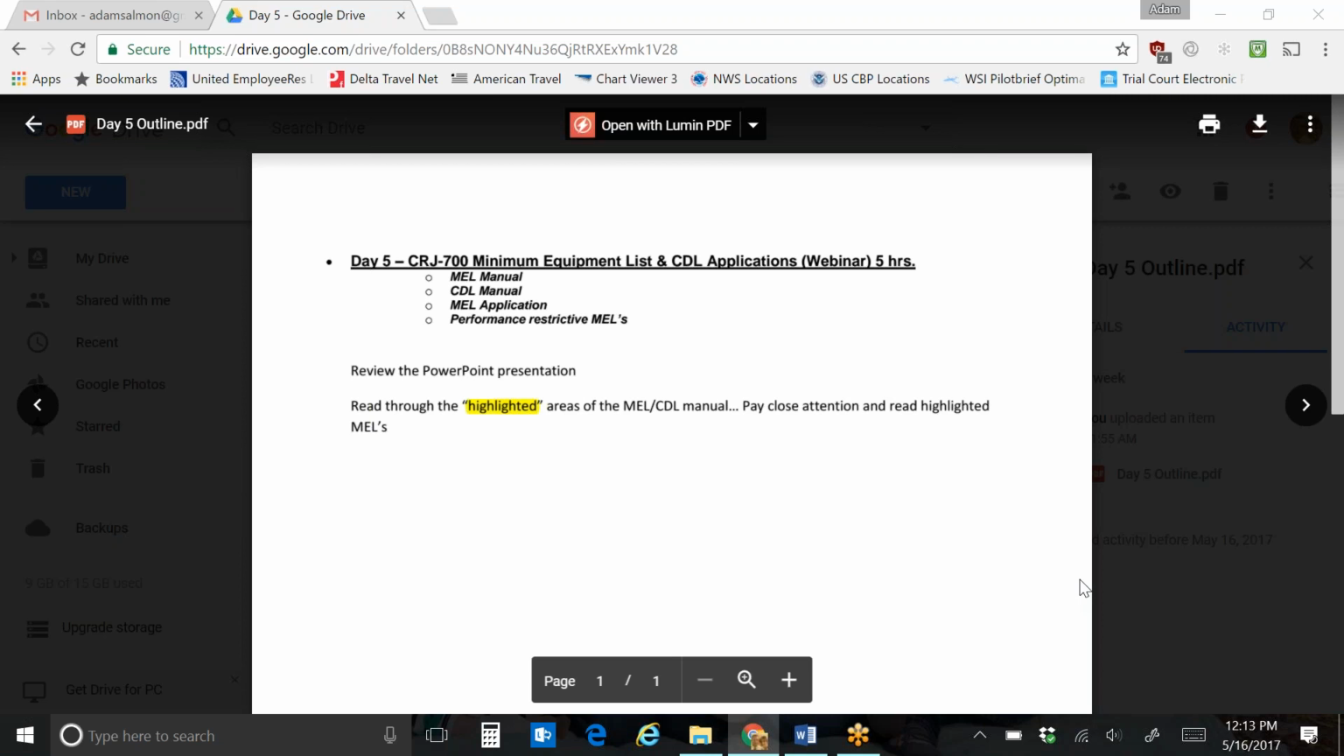Now, for the most part, you're going to find that there are hundreds and hundreds of MELs. In fact, there's probably over 1,000 MELs just for the CRJ 700. Most of them aren't going to have any restrictions at all. They're just going to be an MEL, and other than just knowing that it's there, there's nothing else we need to do as dispatchers. However, there are several MELs that are going to have performance restrictions.